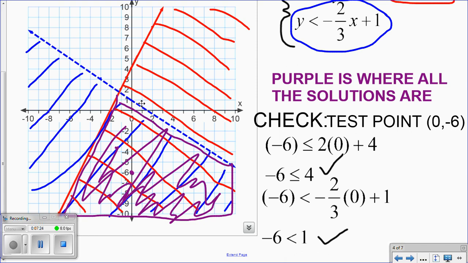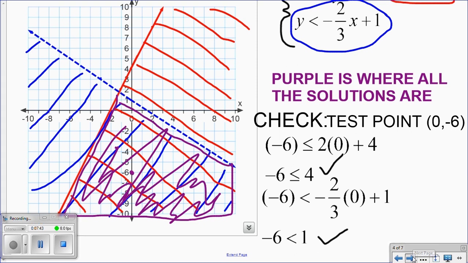Okay, and if you want to check it, you can pull a point off of this part, like 0, 1 would be one to test, or -5, -6 would be another one, and check it to see if it works. You can try that out.